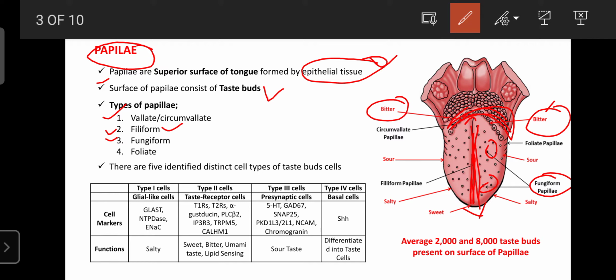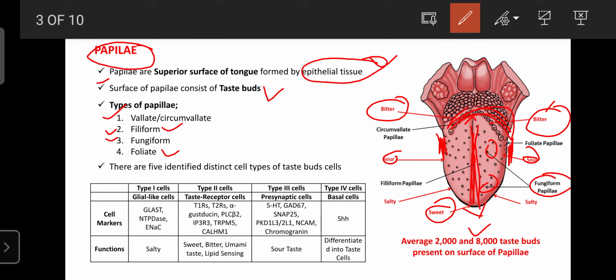The last papillae is known as the foliate. That is at the apex of the tongue, the location of the foliate papillae. These also consist of taste buds, and they are mainly involved in the detection of sour taste as well as the detection of spit. On average, there are 2000 to 8000 taste buds present on the surface of the papillae, or on the surface of the tongue.